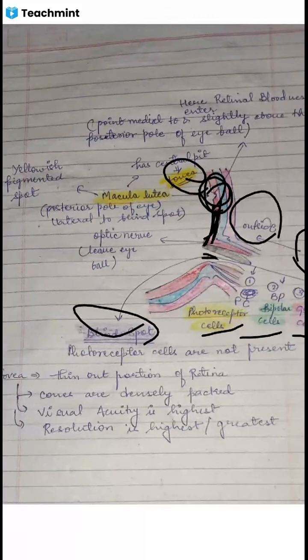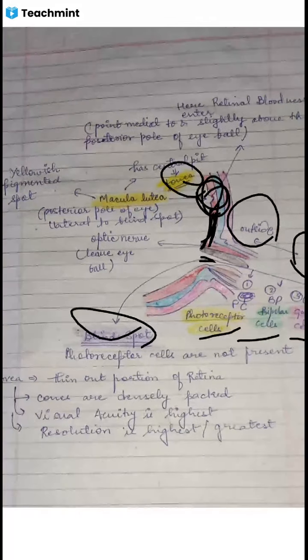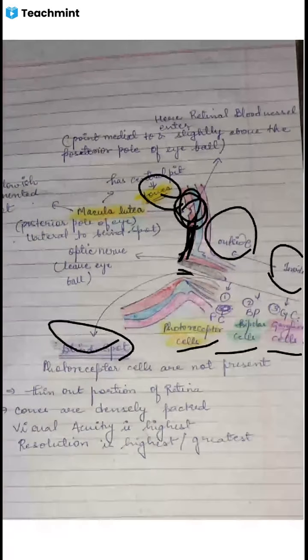Okay. And here the retinal blood vessels at the macular lutea. The retinal blood vessels enter at a point medial to and slightly above the posterior pole of the eyeball. This tells the position of where the retinal blood vessels enter. So retinal blood vessels enter at a point medial to and slightly above the posterior pole of the eyeball. Okay, that's done.